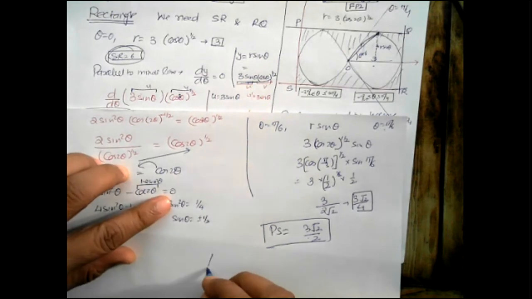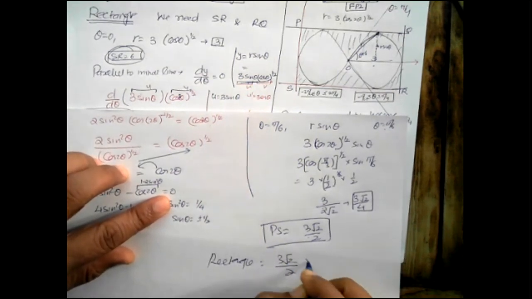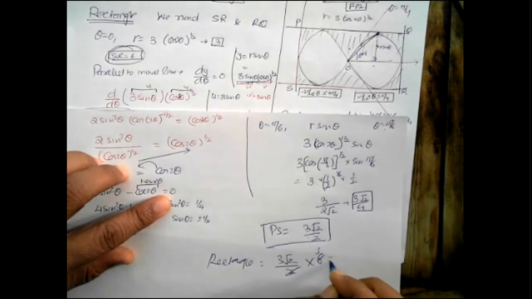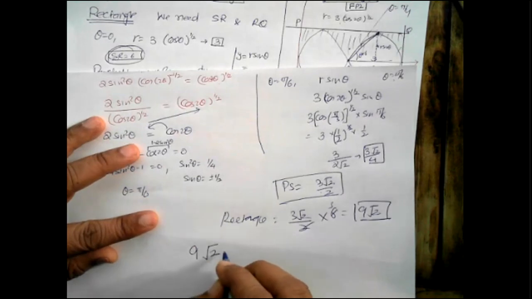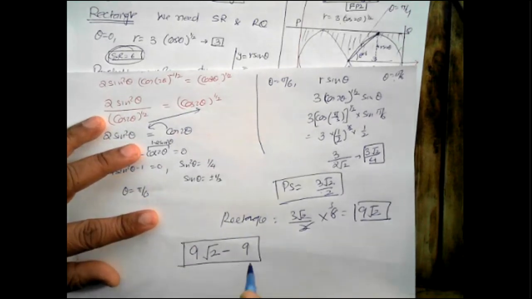So the area of the rectangle is 3√2 over 2 times 6. That gives you 9√2. So the shaded area is 9√2 for the rectangle, take away 9, the area of the curve, and that's the answer.